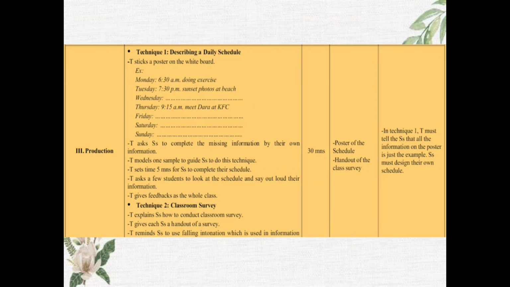The next stage is production. It also gives you techniques, such as describing the daily schedule. You can put your activities under this column, the activities that you will undertake during that discussion, and the other activities that you want to add. There is also a time here, 30 minutes, and also the materials and the comments.